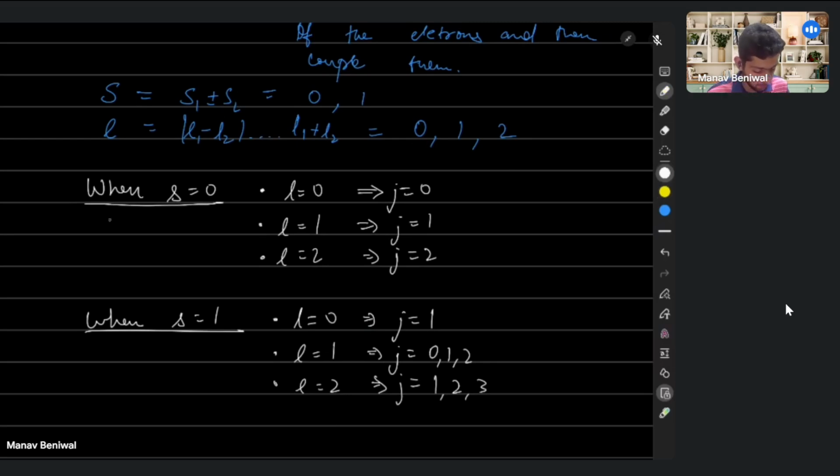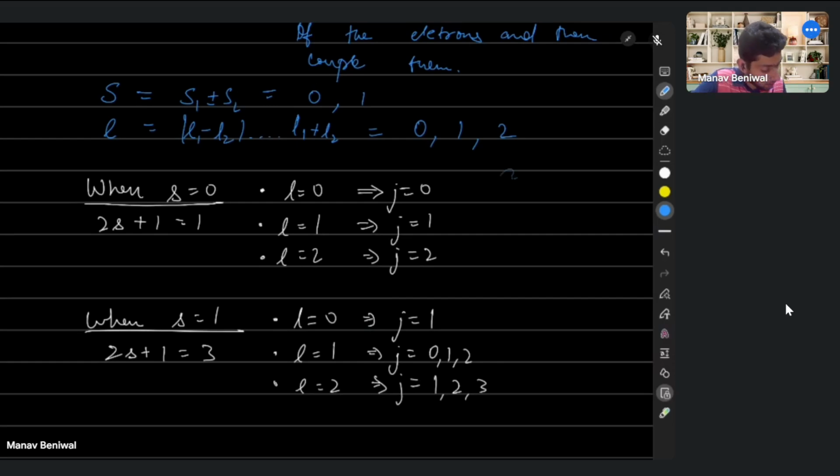Also note that when S is 0, 2S plus 1 is simply 1, and when S is 1, 2S plus 1 is 3. Okay, so we have done all the difficult part. We now just have to write the spectroscopic notation using the standard notation that we use.